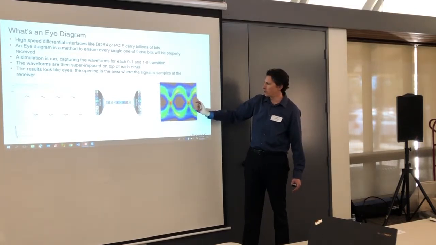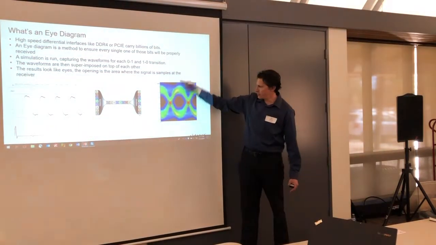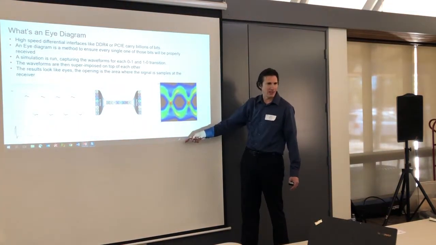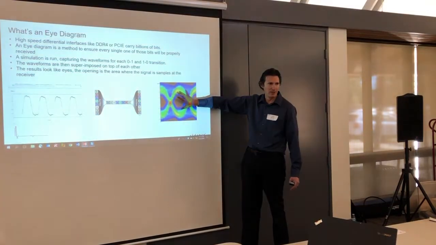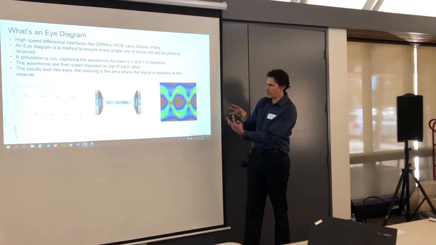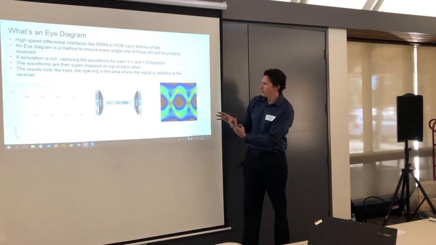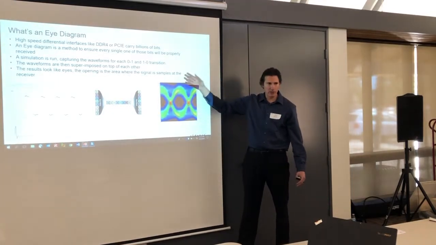And what effectively they're trying to do is look at right here in the middle of the eye. This is when your DQ signal's going, or this is when the clock signal's hitting. This is when that receiving device is actually looking at that signal to determine, did I get a 1 or did I get a 0? And so the idea of an eye diagram is to make that eye as big as possible so when the receiving device gets it, it's clearly a 1 or a 0.